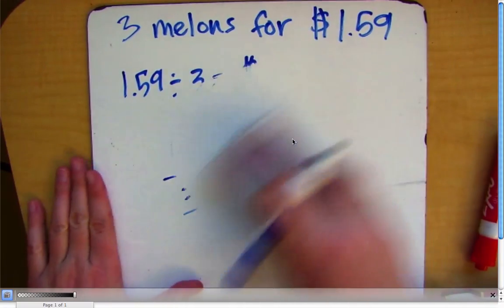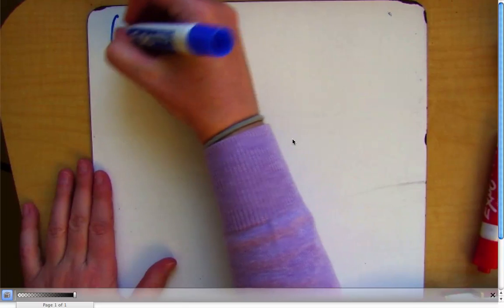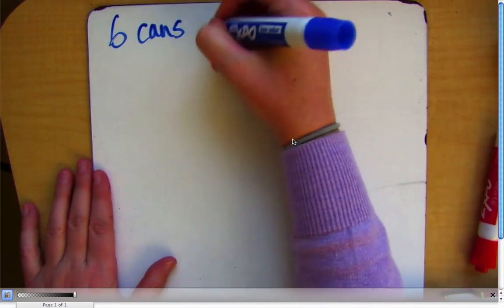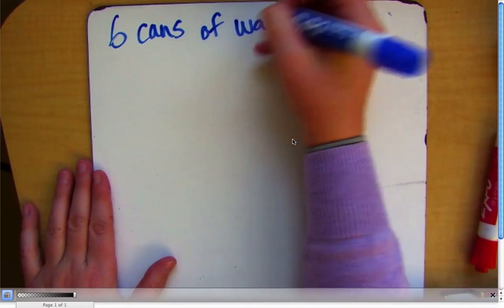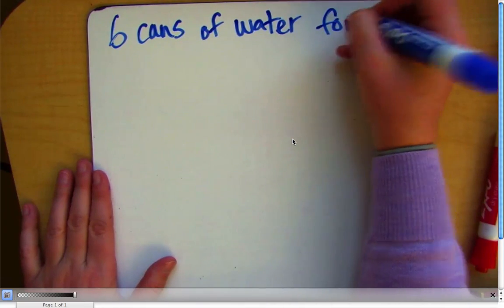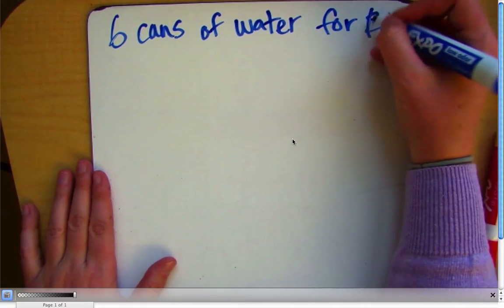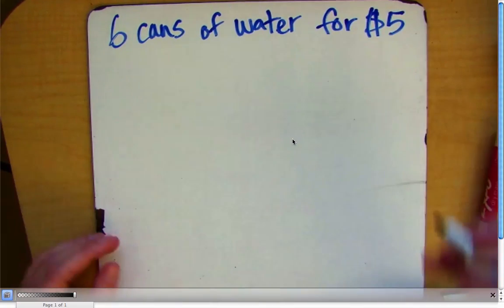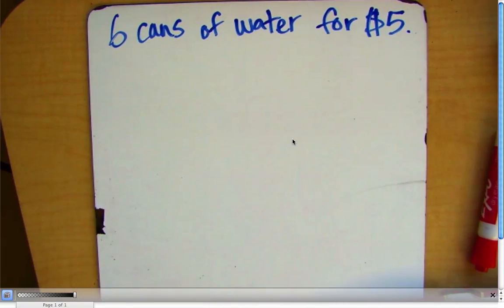So let's look at another one. Okay, you can buy 6 cans of water. I don't really know why they're cans, but 6 cans of water for $5. Okay, so go ahead and figure out the unit rate for this one.